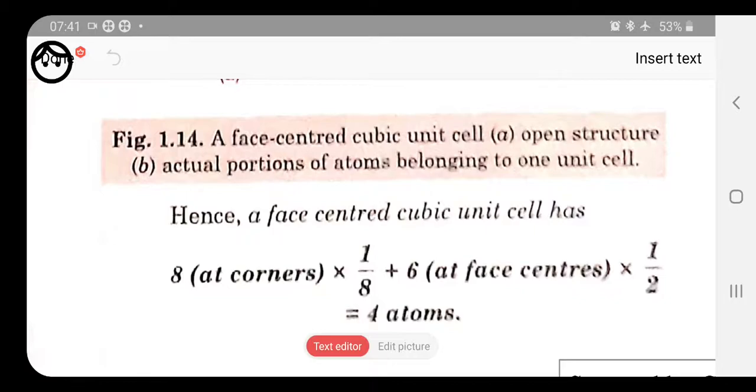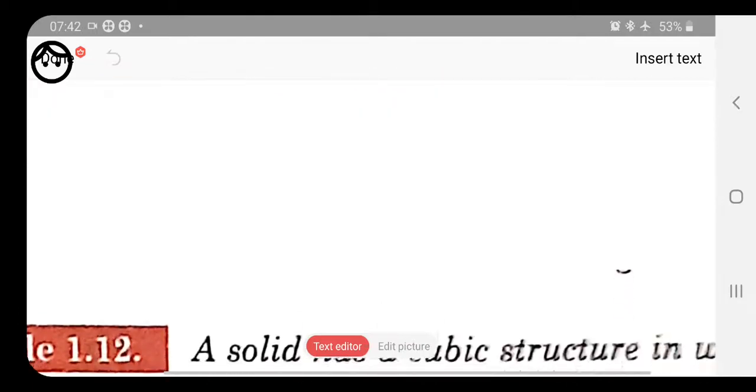With the help of this we can calculate the number of constituent particles in each unit cell. For the simple or primitive unit cell, the number of atoms present is 1. For the body center we have 1 for the corner and 1 for the body, that is 2. For the face centered unit cell we have 1 for the corner and 3 for the faces, that is equal to 4. Okay students, you have to remember this, because it is very important. With the help of this you will be getting numericals.